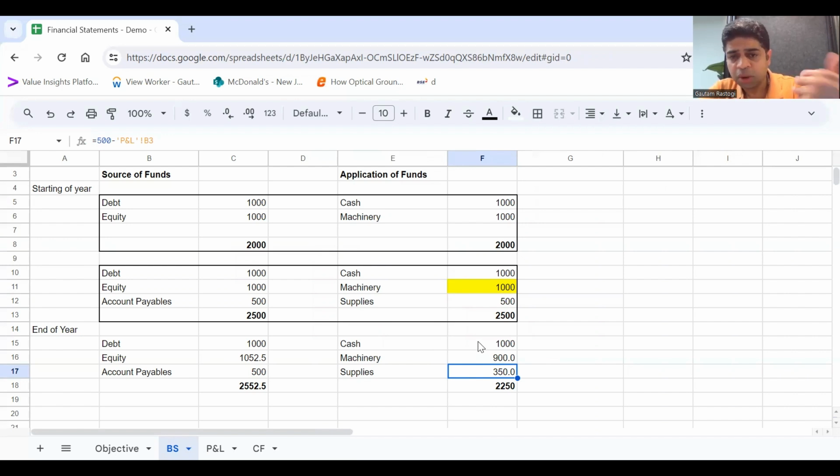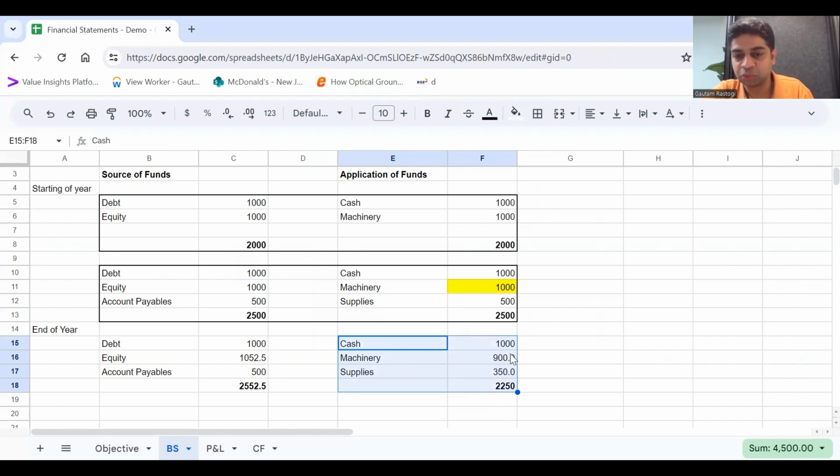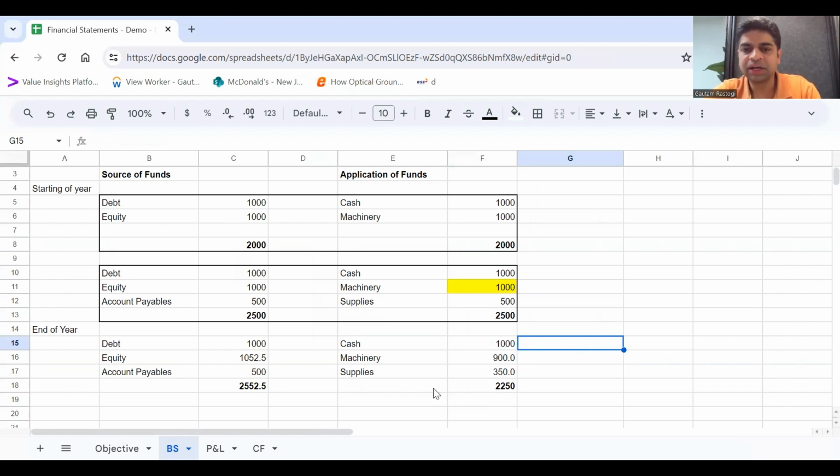So what about the cash? You definitely earned some profit, which you added here in equity, but you should have earned some cash as well, right? So profit should translate to cash on this side. So that needs to be added. And how do we ascertain what's the cash? We cannot really just add 52.5. So just think about it. What is the cash?